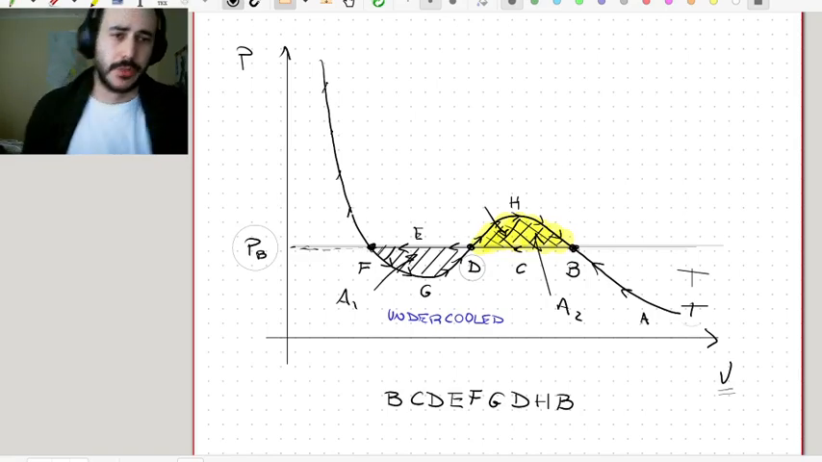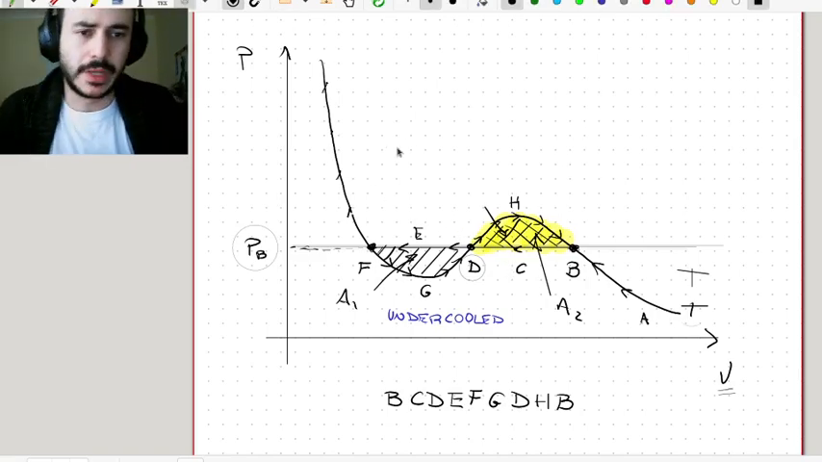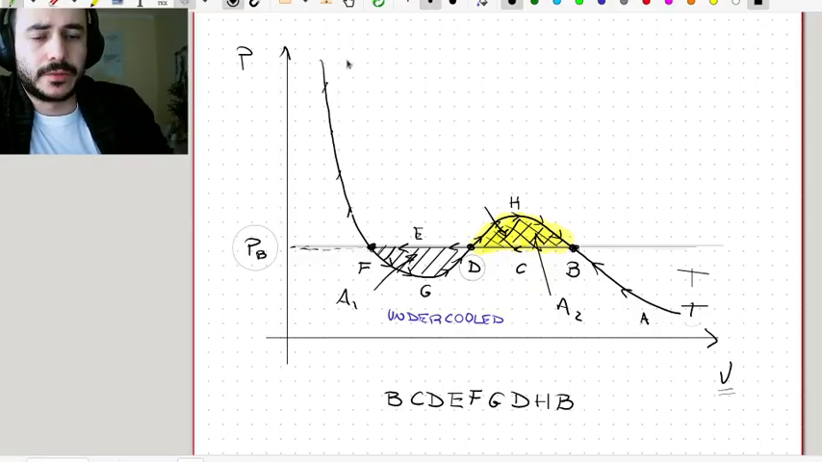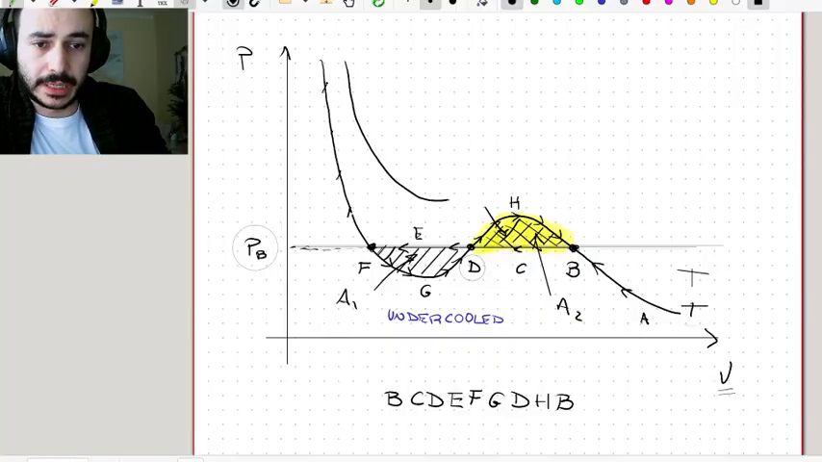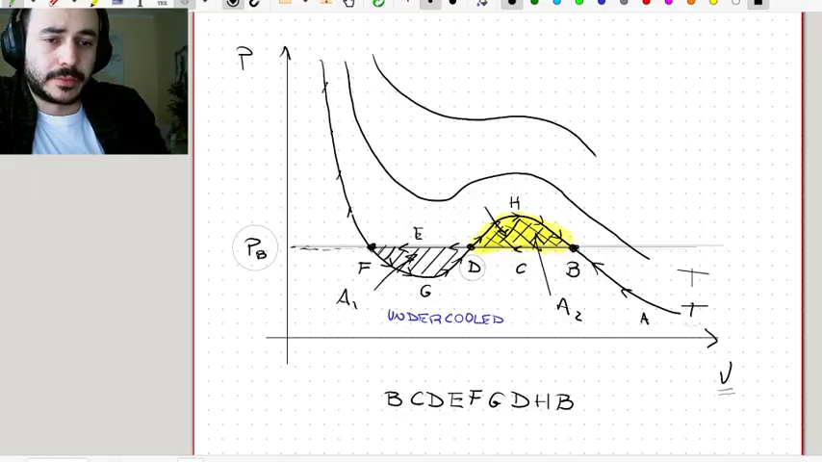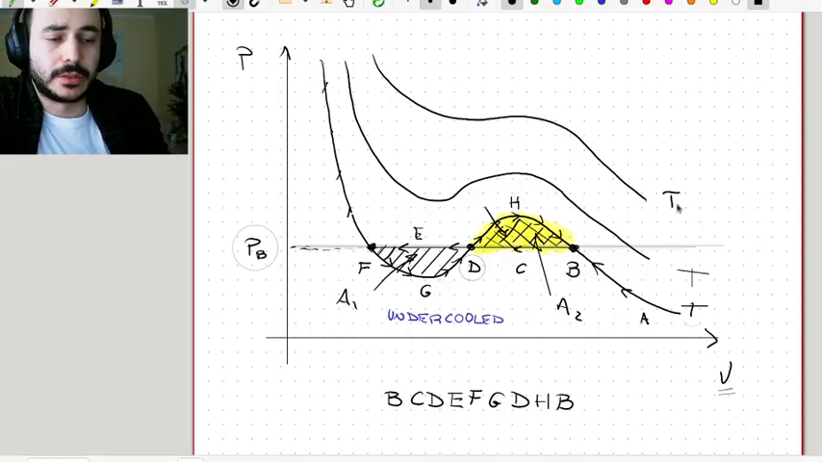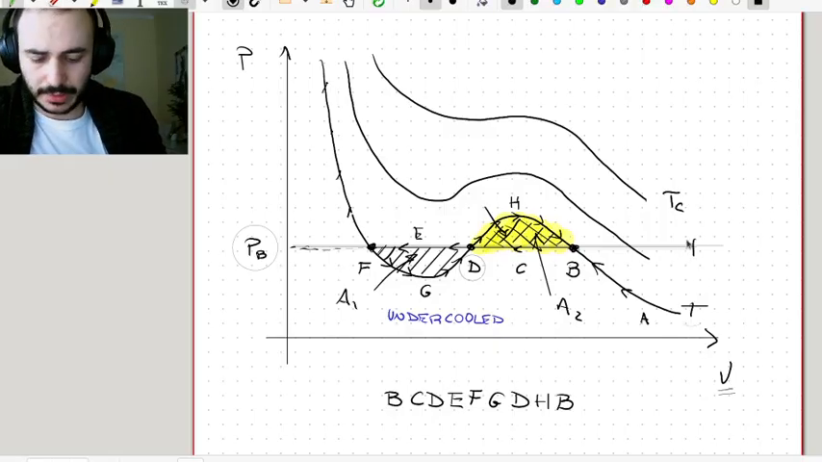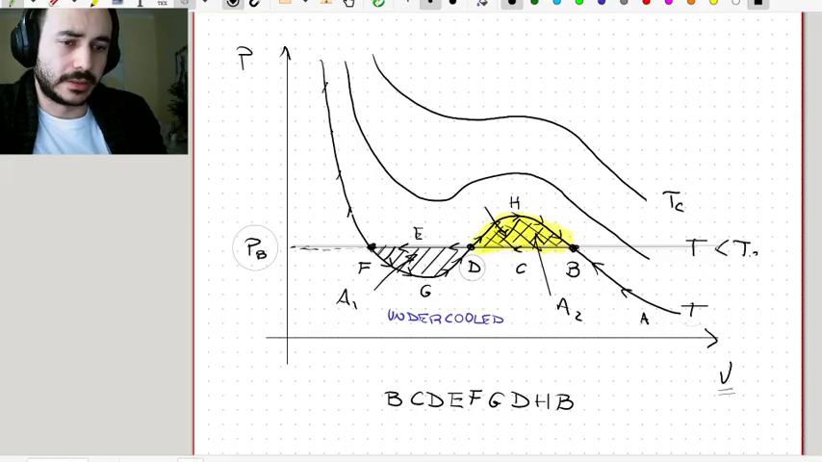Okay, so now a few more things after this. The first thing is about the critical isotherm. Remember that all isotherms of the van der Waals gas are non-monotonic, up until the critical temperature, which would be this one here. So this is the critical temperature, and these temperatures down here are less than the critical temperature.